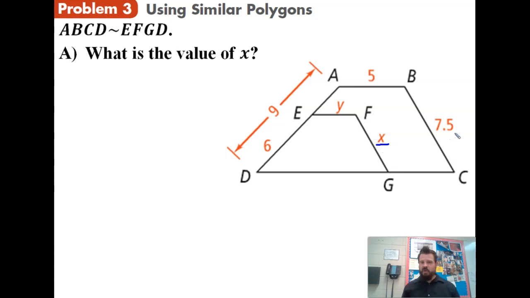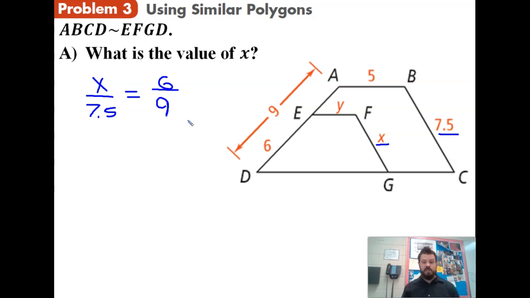So here's what I can do for that. I can take x over its corresponding side on the bigger trapezoid, which is 7.5. Okay, so that's a ratio of corresponding sides. And I can set that equal to a ratio where I know both numbers. For these two trapezoids, I know what both the left sides are, the 6 and the 9. I'm going to put the 6 on top because it goes along with the smaller trapezoid, like the x, and the 9 for the larger trapezoid on bottom. And again, since the sides of similar polygons are proportional, I know I have a proportion here I can use to solve for x.